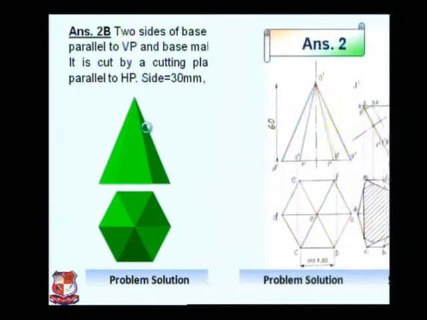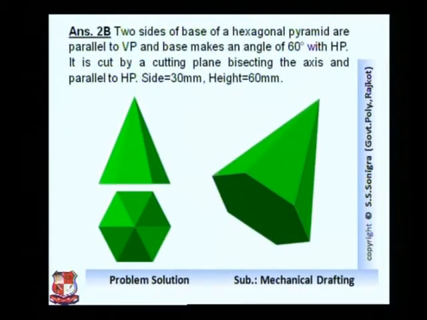Now further it is given that it is cut by a cutting plane bisecting the axis. Its axis is somewhere here. This is an axis, and we have to bisect that axis. So for that, find out the midpoint of this axis.